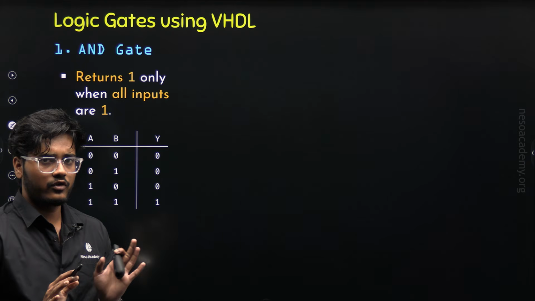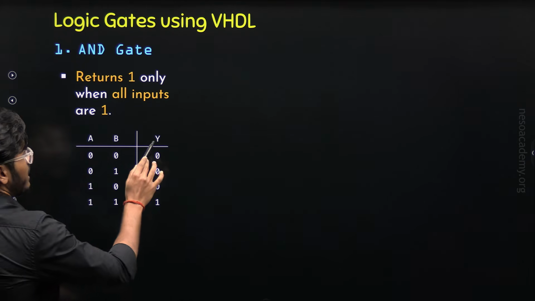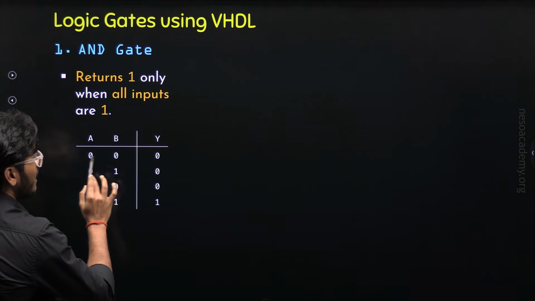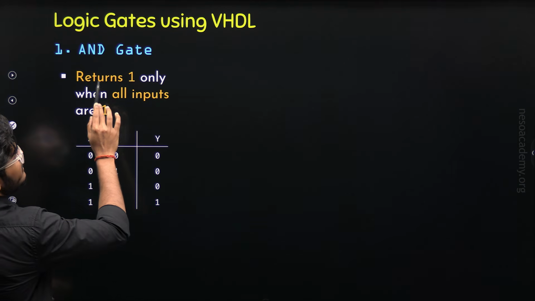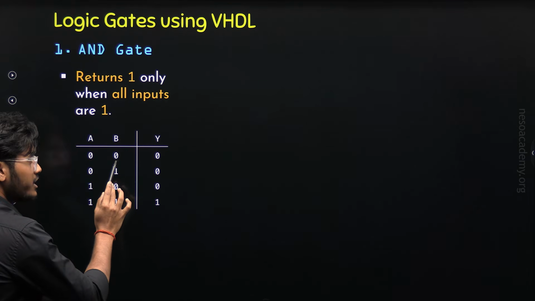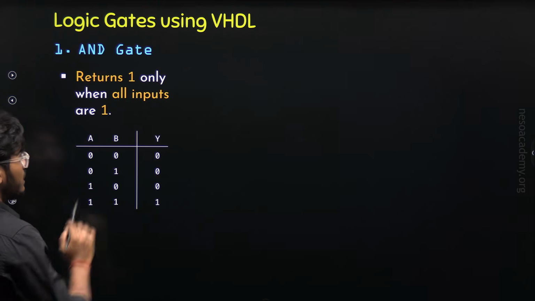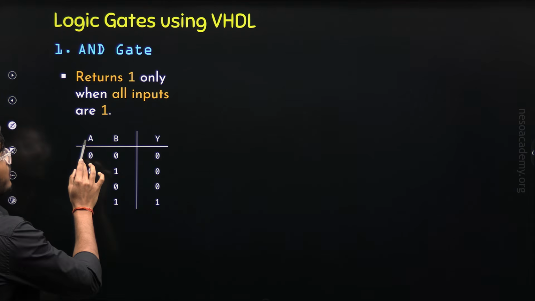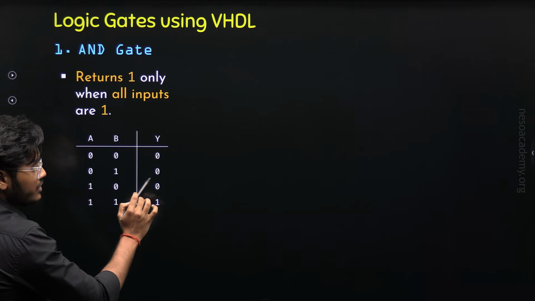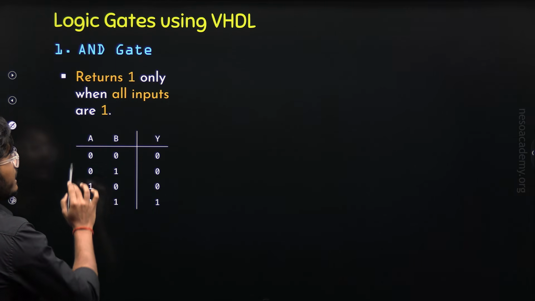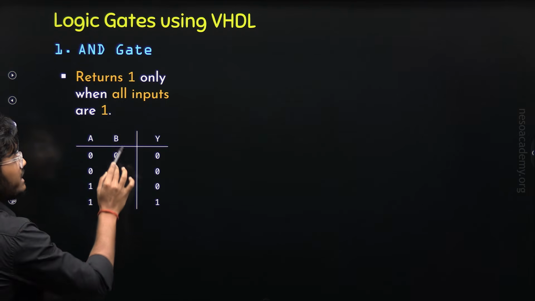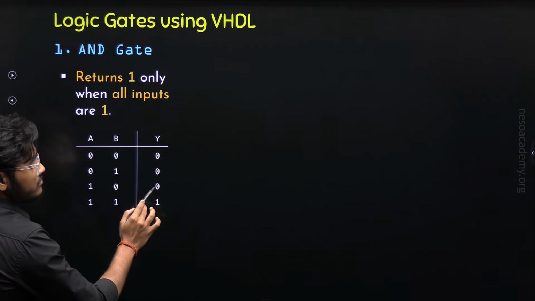Now let's see the output for the first input combination. Here output Y is equal to 0 when both inputs A and B are 0, because AND gate returns 1 when all inputs are 1, and here both inputs are 0. Therefore, the output is 0. Now look at the second input combination. Now here A is 0 and B is 1. In this case, output Y is 0, because here we can see input A is 0. Now in the third input combination, when A is 1 and B is 0, output will be 0.